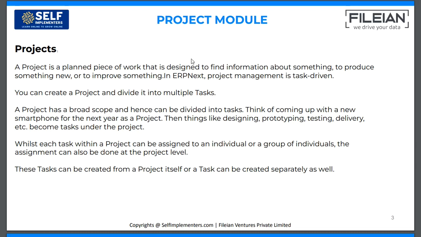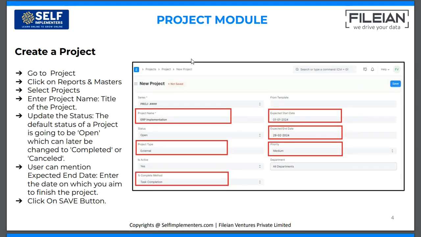Think of coming up with a new smartphone for the next year as a project. Then things like designing, prototyping, testing, and delivery become tasks under the project. Each task within a project can be assigned to an individual or a group of individuals. The assignment can also be done at the project level. A task can be created from a project itself, or a task can be created separately as well.